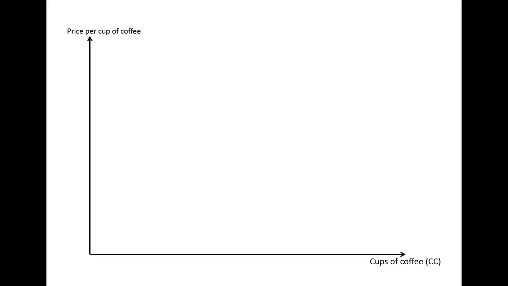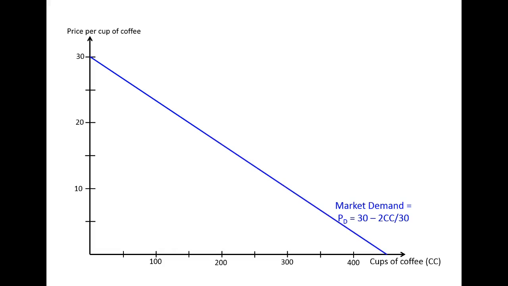Okay, let's look at the market of coffee cups. We will have cups of coffee, the quantity, on the horizontal axis, and the price per cup of coffee on the vertical axis. If we assume that the inverted demand is given to us, price demand is equal to 30 minus 2 cups of coffee divided by 30. That gives us that the highest price that this market is willing to pay is 30 money, and the highest quantity that they are willing to buy is down there.